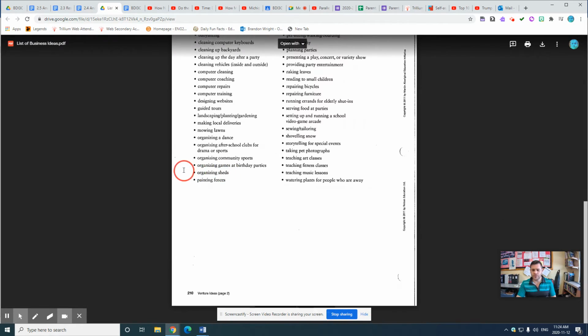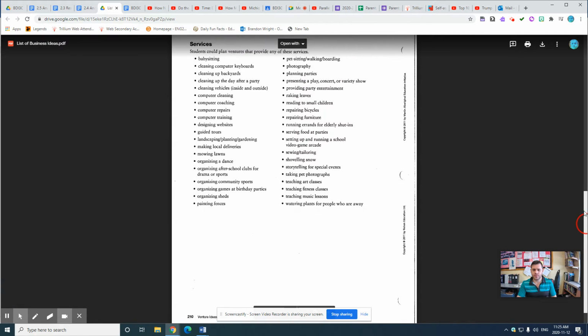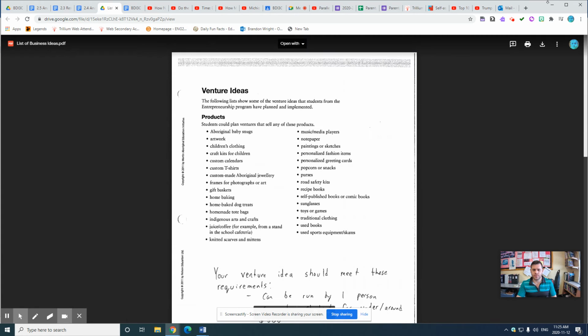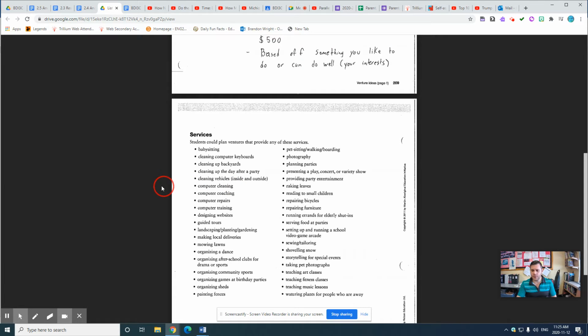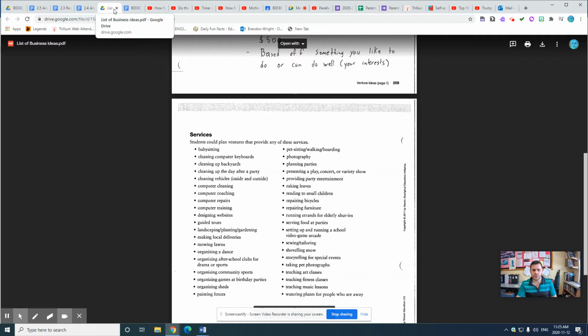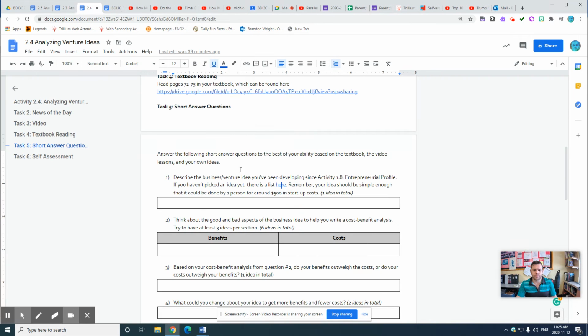Organizing sheds, that doesn't cost you any money. Mowing lawns, if you have a lawnmower already, you just have to pay for gas. Computer cleaning, that could just be a can of pressurized air and some cleaning wipes and some paper towel. So very minimal startup costs. So these are all just suggestions. You only need to pick one. And here, just describe your business idea.